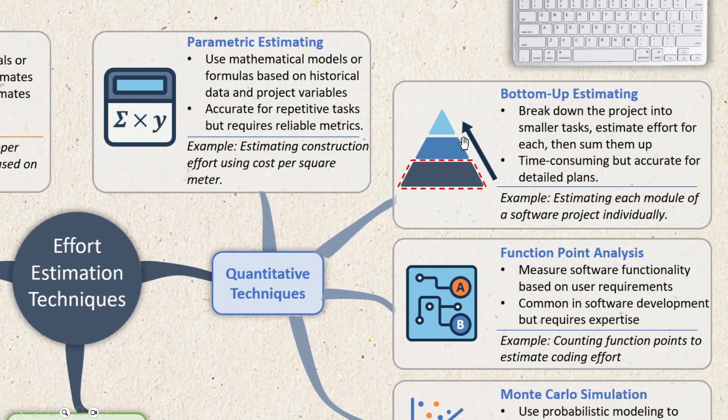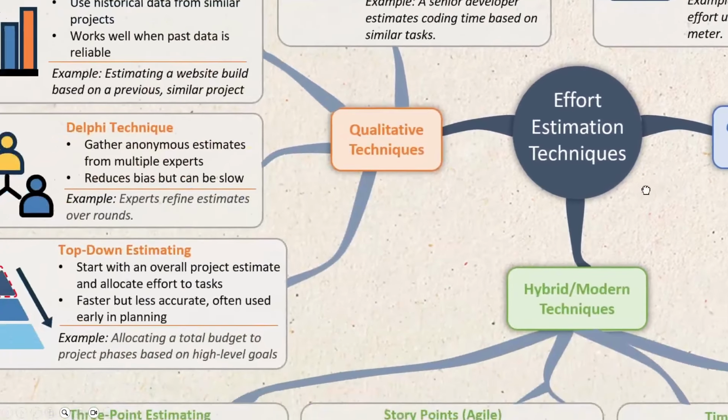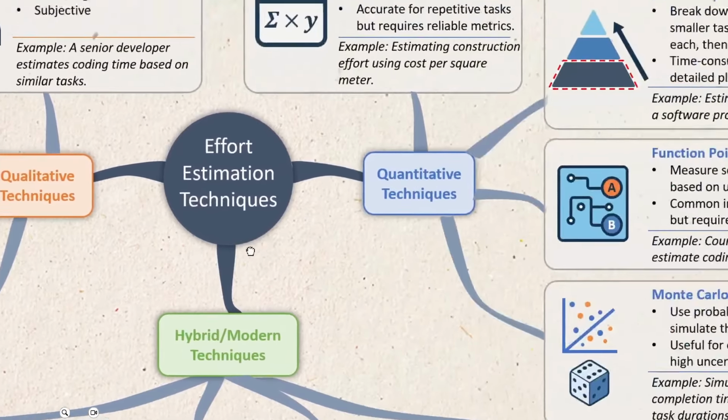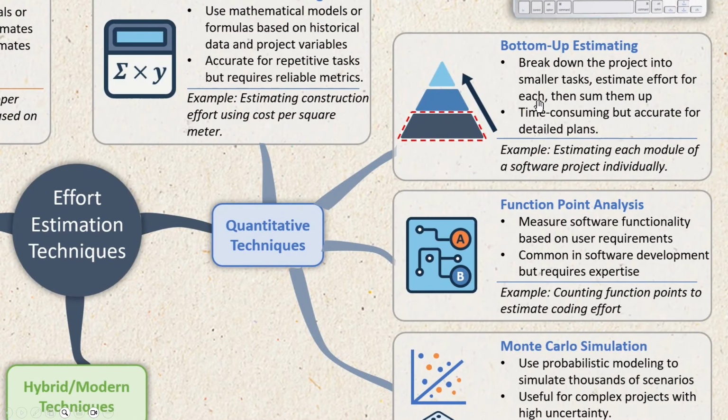Then we have bottom-up estimating. Bottom-up estimating breaks projects into small tasks, estimates each, then sums them, providing high accuracy but requires detailed planning and time. So this is the opposite of top-down estimating that we saw here. In this case, we first begin with the smallest tasks. We estimate how long each of those would take, and then we add them all up to arrive at the final estimate. This is a lot more accurate, but depending on how granular you want to be, this can be really time consuming.